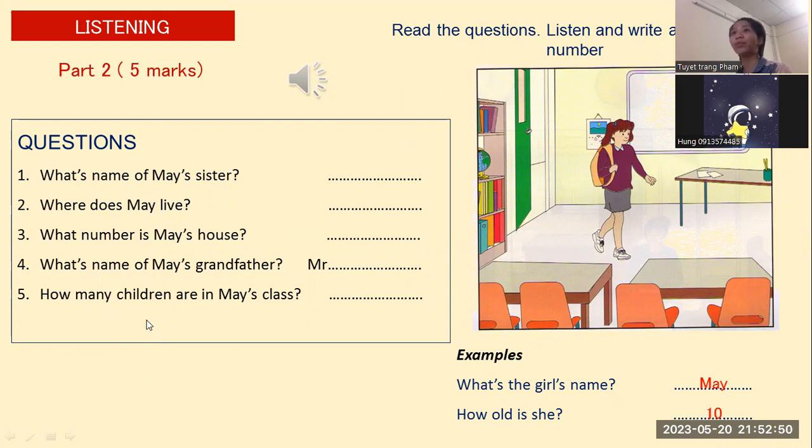Now, we do this one now. Listen. The first one is an example, then you do question number one to number five. Okay, Linh? Let's do it now. Okay. Part two. Now let's look at the picture. Listen and write a name or a number. There are two examples.